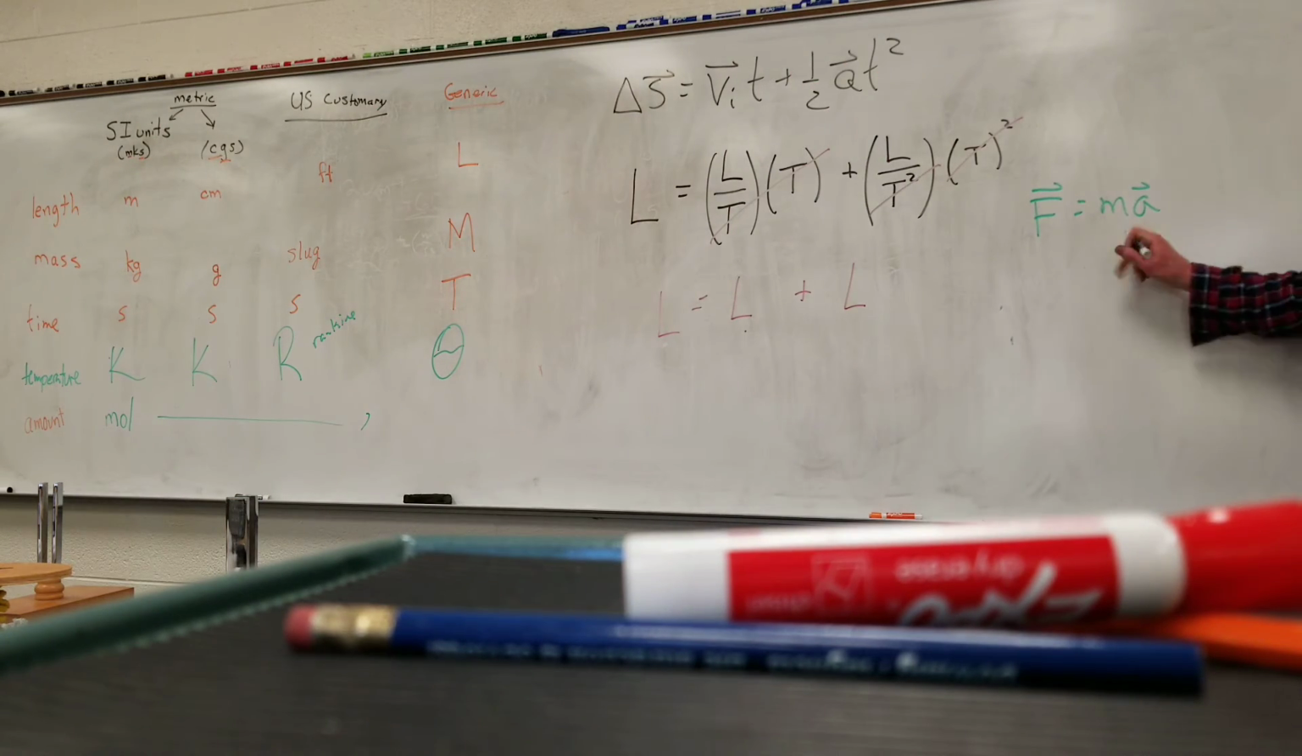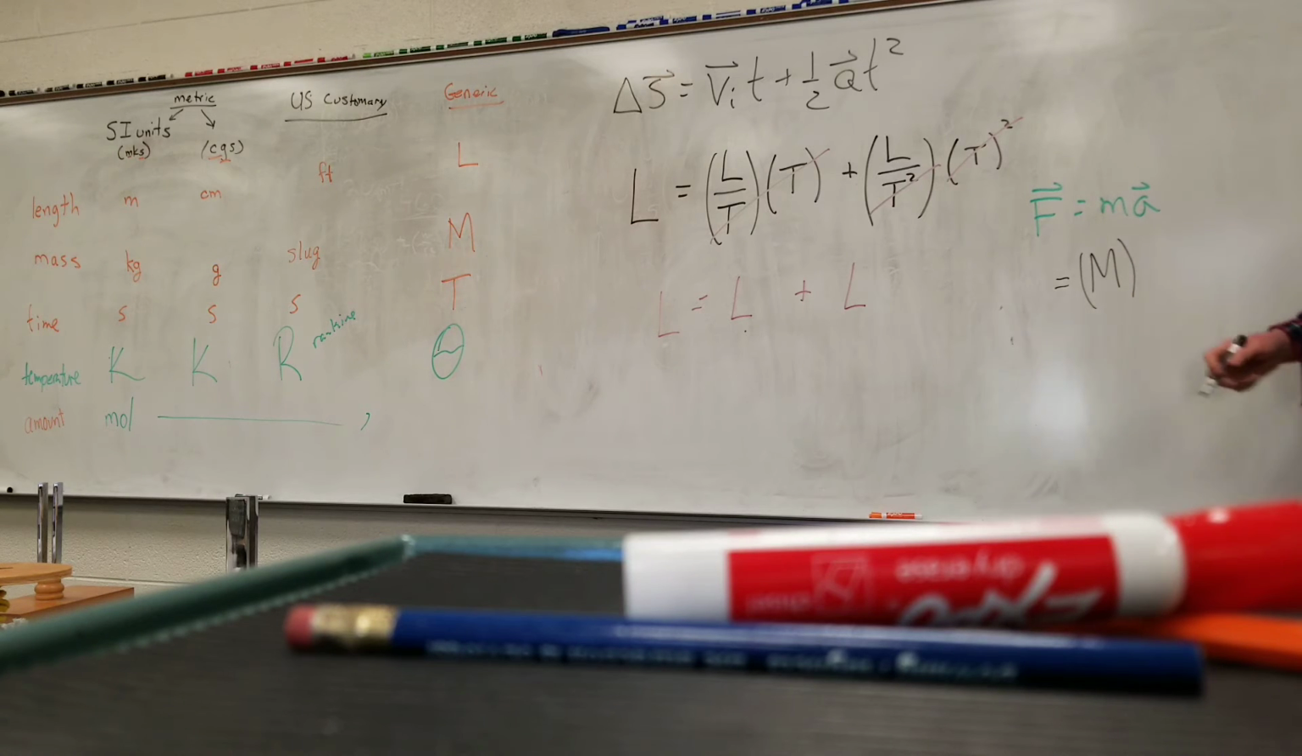Dimensionally, I have a mass here, generic unit for mass, capital M. Acceleration, generically, we just did that one. It's some length over time squared. So the units of force should be some mass unit times some length unit over some time squared unit.